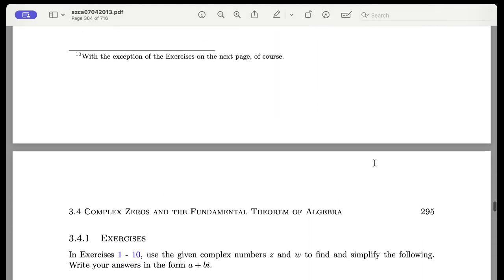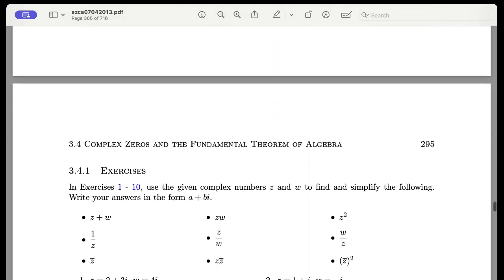I think really that brings us to the end of where we want to be for this section.